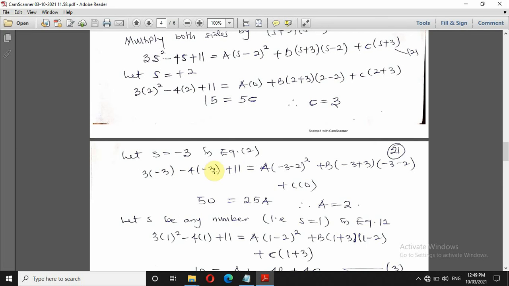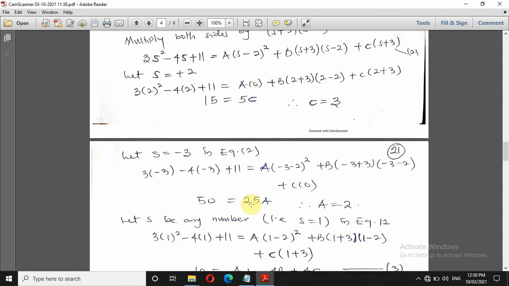Then minus 4 into bracket minus 3. You change this to minus 3. Then plus 11. Then a into bracket minus 3 minus 2. Then b into minus 3 plus 3. Definitely, you put this one here again. So by the time you put that, it will go. Then from here, you can easily find your a to be 2.